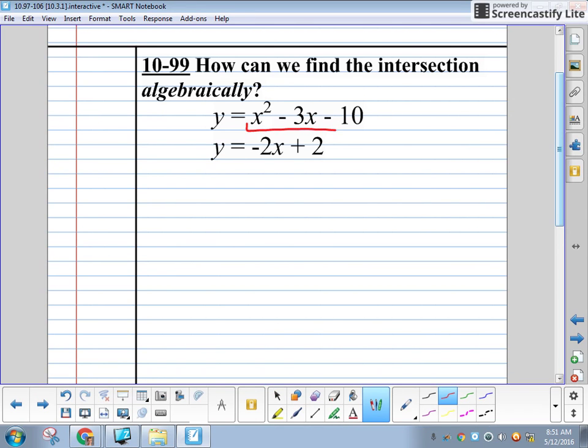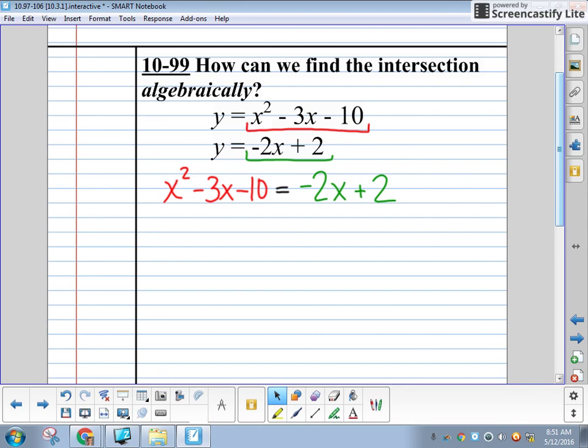So I am going to say that x squared minus 3x minus 10 equals negative 2x plus 2. And I'm going to write that out into a separate equation that we'll then solve. So x squared minus 3x minus 10 equals negative 2x plus 2.